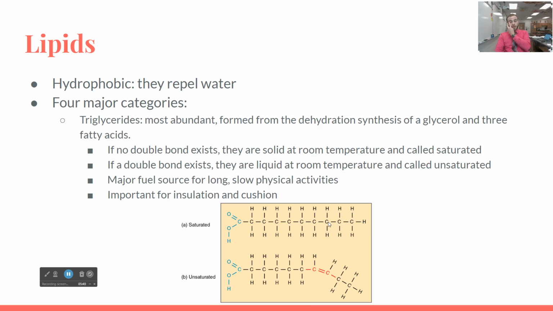There's no double bond, and so this is going to be able to pack very tightly, and so it's going to be solid at room temperature, and we call it a saturated fatty acid. If a double bond exists, just based on the chemical shape of that carbon, the bonding shape, that's going to mean it cannot pack very tightly, and as a result, it's going to be liquid at room temperature, and we call it unsaturated.